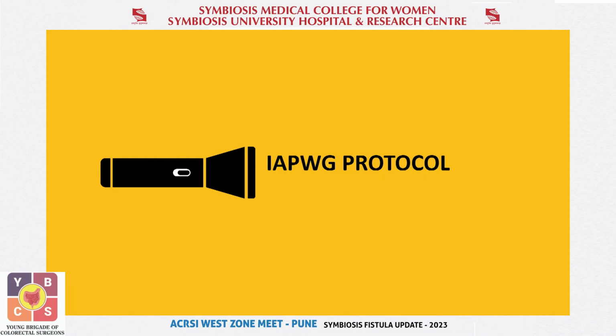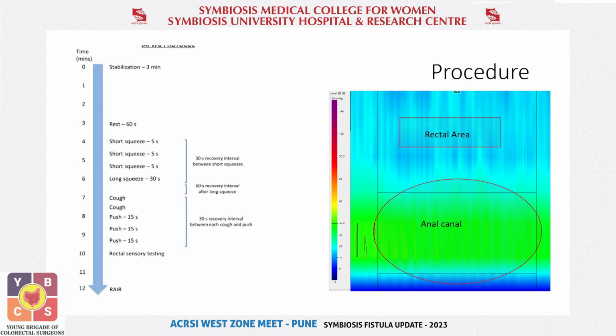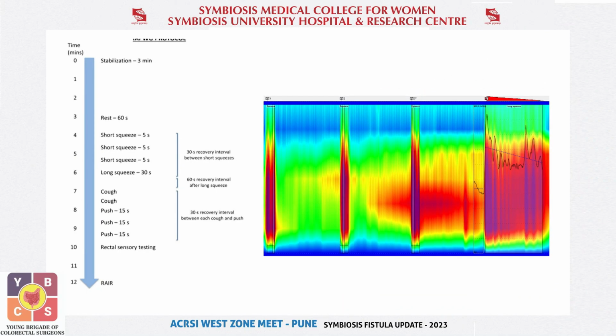Then this International Anorectal Physiology Working Group has devised a standard procedure protocol. After putting in the catheter, a stabilization period of 3 minutes is given. After that, the resting anal tone is measured. This is measured for almost 60 seconds, and this resting anal tone is suggestive of internal anal sphincter tone. Followed by that, we take 3 squeezes of 5 seconds and one 30-second endurance squeeze. The squeeze pressures, as we have seen, are indicative of external anal sphincter tone.